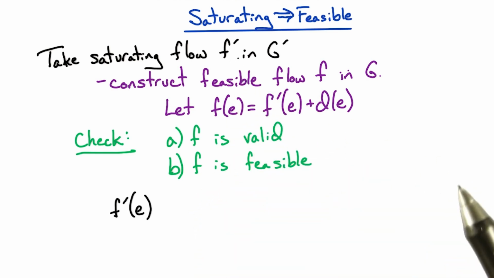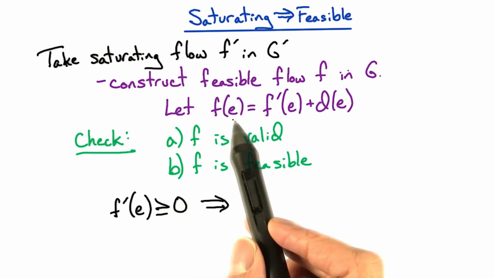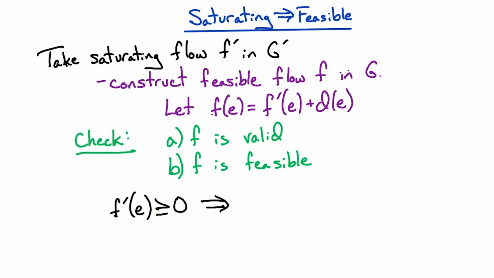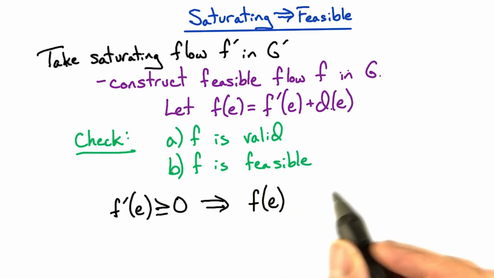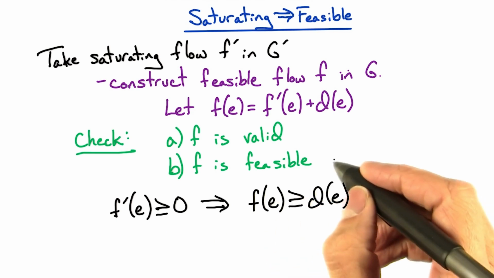Now F prime is a flow. What does that mean for the flow along a particular edge E? It's got to be non-negative. So what does that imply about this flow F that we just constructed? Well, then the flow F along the edge E is at least D of E. Zero flow corresponds to D of E flow. And since the flow is non-negative, that means these flows F satisfy the demand constraints, so F is feasible.